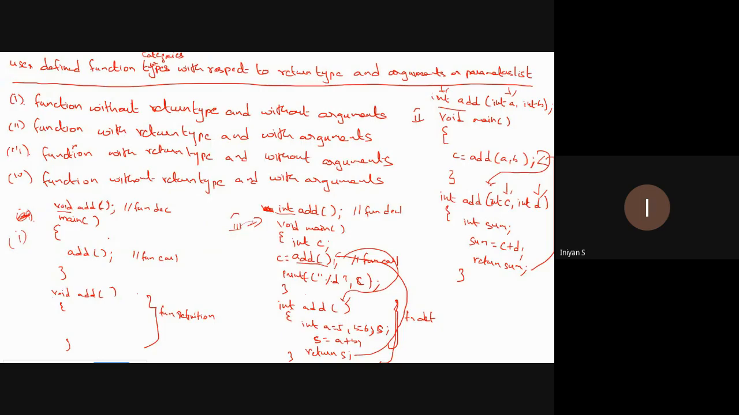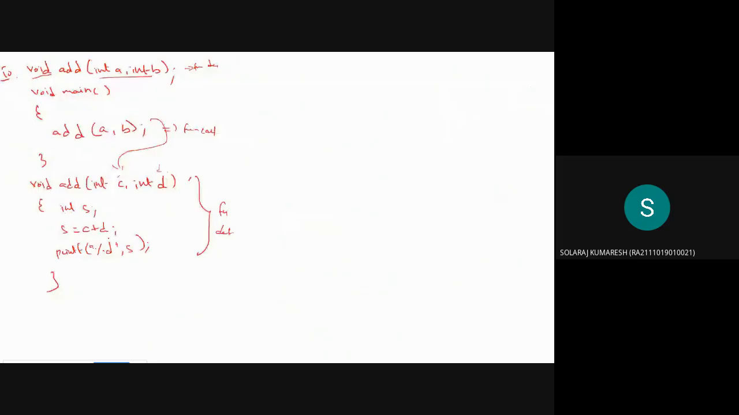Do you have any doubt here? No, sir. Okay, right. Sir, in the declaration part we are using int A and B, but in the definition part we are using int C and D. Why, sir? No need, ma. The variables will not get violated, ma. So this is also correct.